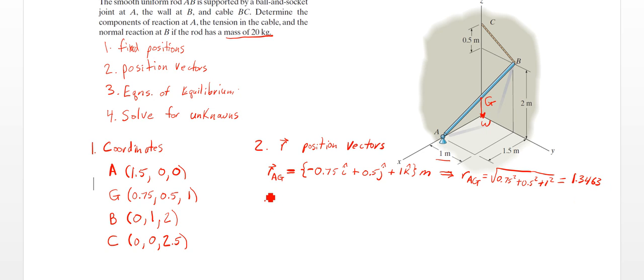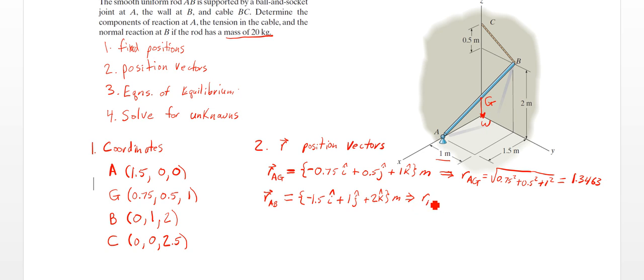Next position vector, we'll do RAB. So this is from A to B. Why do we need that? So that will help us find our moment of the force from the wall as well as the force from the tension in the rope that creates moments around point A. So that one is going to be negative 1.5 I, so our final position minus our initial position over here, plus 1J plus 2K. That's meters.